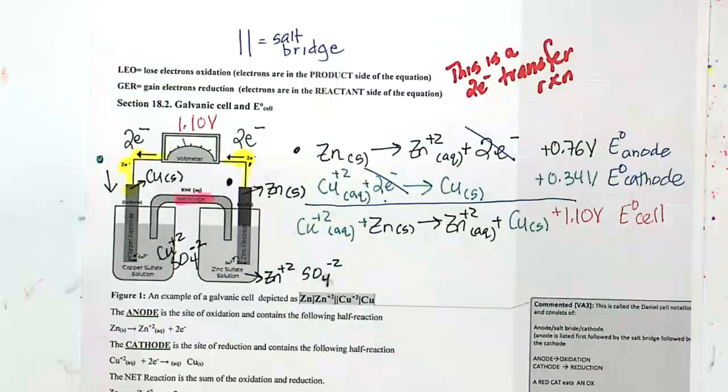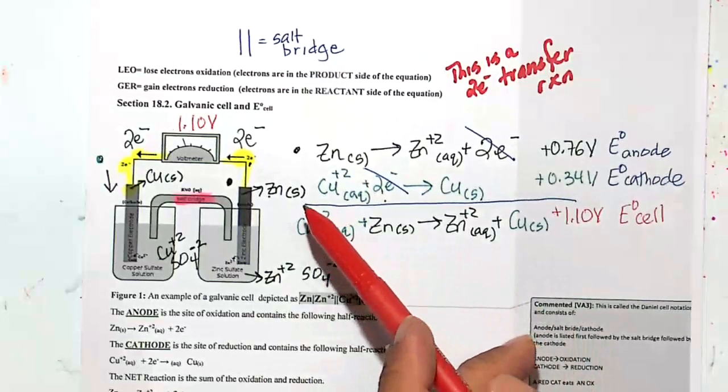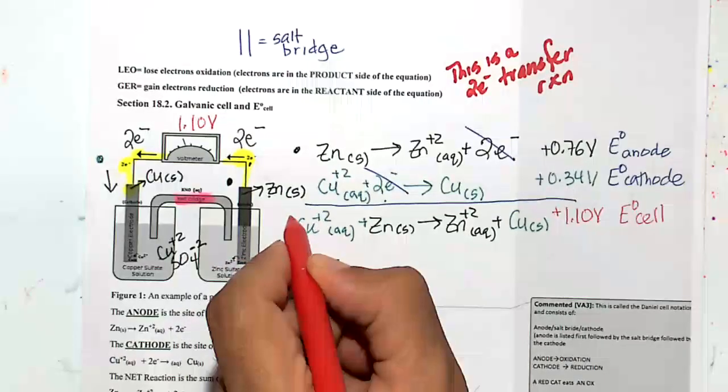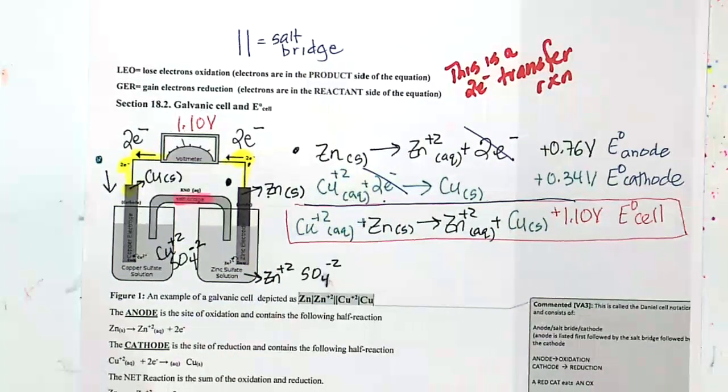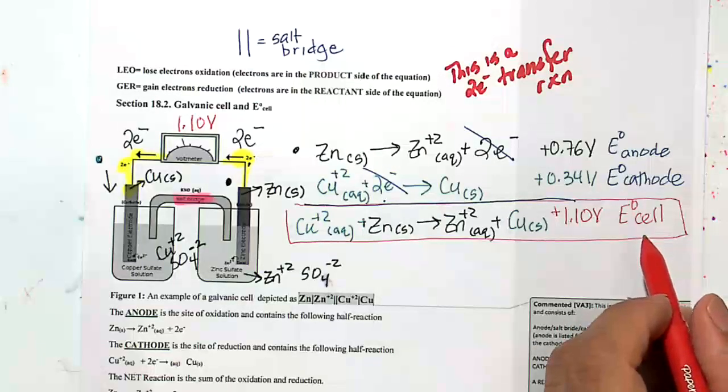Is this spontaneous, or does it favor the products? Yes. So you can make a battery out of copper and zinc. A 1.10 volt battery. Okay, that's E cell, combining the anode and the cathode.